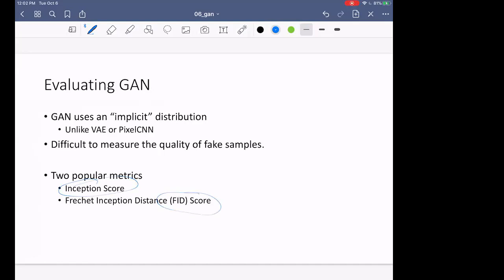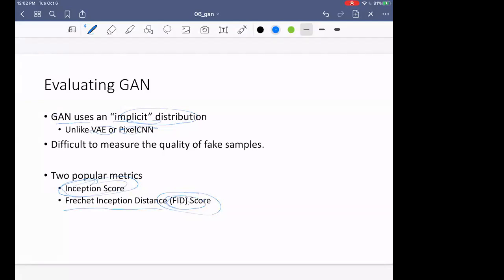Because GAN uses an implicit distribution, you don't care about the latent distribution. It's just random noise, and as long as you sample good quality images, you're happy. So unlike VAE or PixelCNN, you don't know the distribution. That's why it's difficult to measure the quality of fake samples, because you don't know where they're coming from. So you can't calculate the likelihood, you can't calculate the reconstruction loss. There's not much you can do. So that is why you use other metrics called the inception score or Frechet inception distance score, often called the FID score.